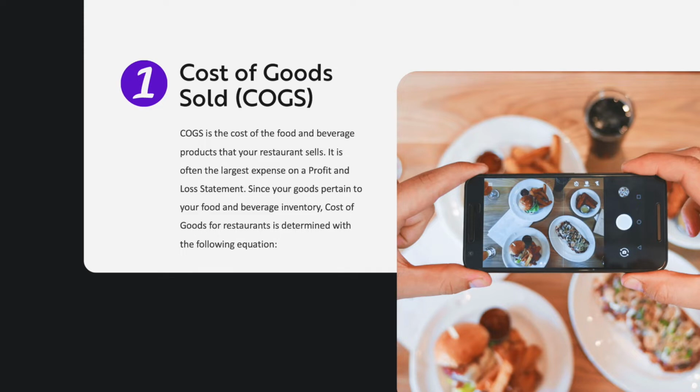Since your goods pertain to your food and beverage inventory, cost of goods for a restaurant is determined with the following equation: your opening inventory plus your purchases minus your credits minus your ending inventory, all divided by sales.